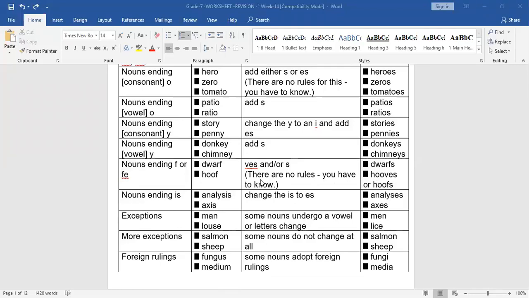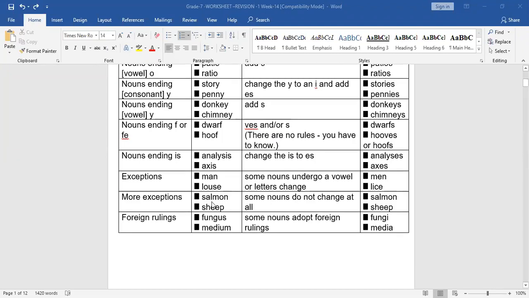Like, do you know the word knife? The thing we use to cut something, it's a tool. What is the plural of knife? Knives, because it ends in f. So if the words end in f or fe, we remove f and add ves, or simply s.